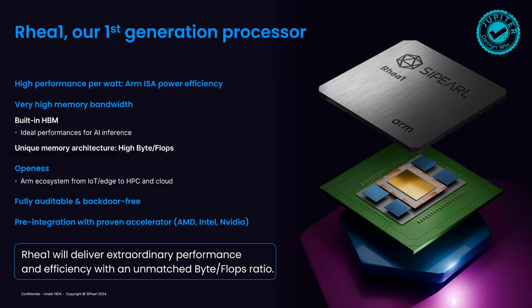More in detail, our first generation processor is interesting for different reasons. First of all, the high performance per watt. Since we are using the ARM ISA, it will provide us an advantage in terms of power efficiency.